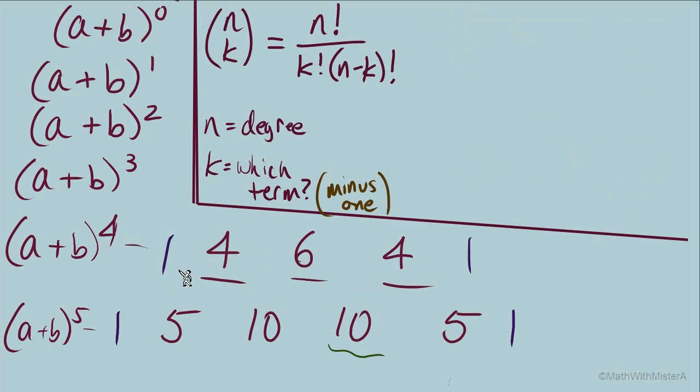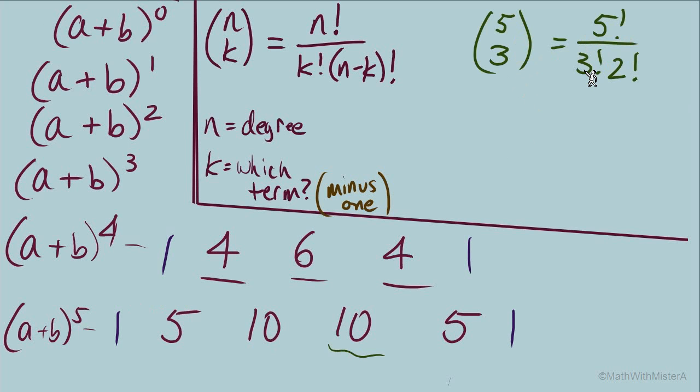Let's do one more for an example. Let's find this coefficient right here. It should be a 10. It is the 1, 2, 3, it is the fourth term, and our degree is 5. But if it's the fourth term, be cautious there. Fourth term means k equals 3. Here's our binomial coefficient notation, 5, 3.